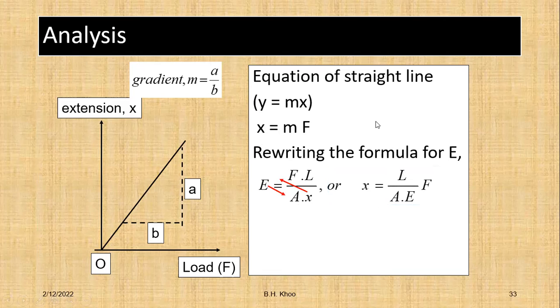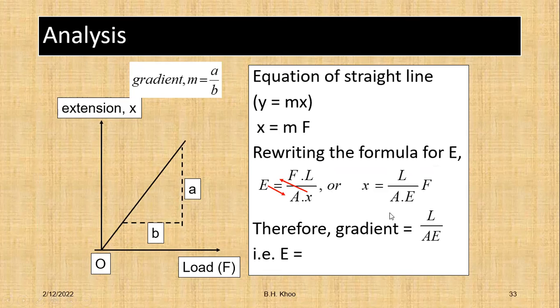Okay, let's rewrite the equation in this form. Then we can compare. Right? Gradient is equal to this one. F is a variable, x. So this becomes a gradient, which we can measure from the graph. And from there we can calculate our E, take our E down, take our gradient down. So that's our gradient m. Okay, that's how we do the experiment.